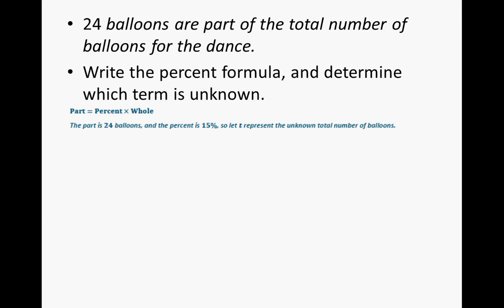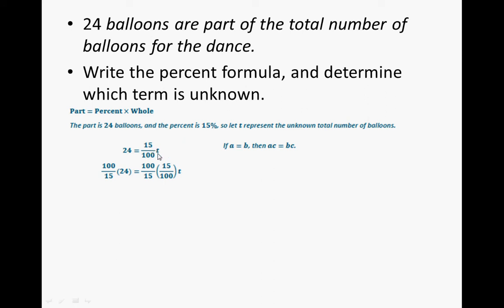Well, if we use part equals percent times whole, the part is 24 balloons and the percent is 15. So we're going to let T represent the unknown total of the balloons. So that means we're going to have 24 is equal to, and again we write the percent as a fraction or decimal, in this case a fraction, 15 over 100 times T. Well, if A equals B, then A times C equals B times C. So we're going to multiply both sides by the reciprocal, because again we want to get T by itself.